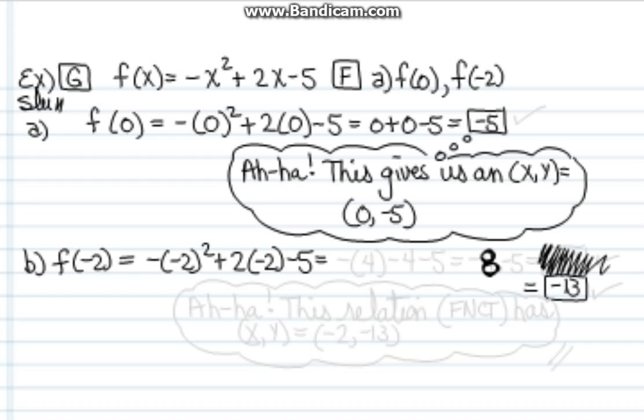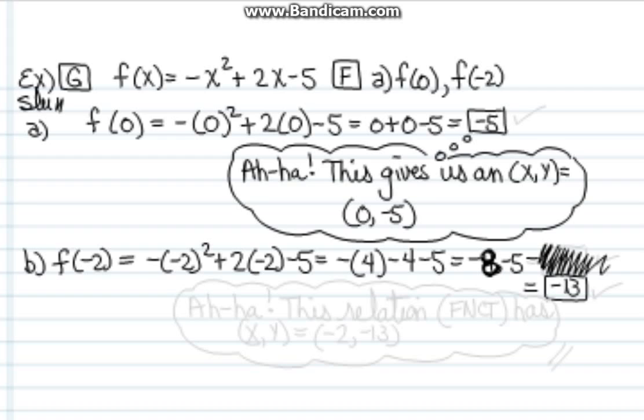Okay, let's simplify. The negative sign on the outside comes along for the ride, and then the negative 2 in the parentheses raised to the second power gives us a positive 4. So we have the negative sign outside, parenthesis positive 4, and then plus 2 times the negative 2 is negative 4, so plus a negative 4 is minus 4, minus 5. Okay, so we've got negative 4, minus 4, minus 5.